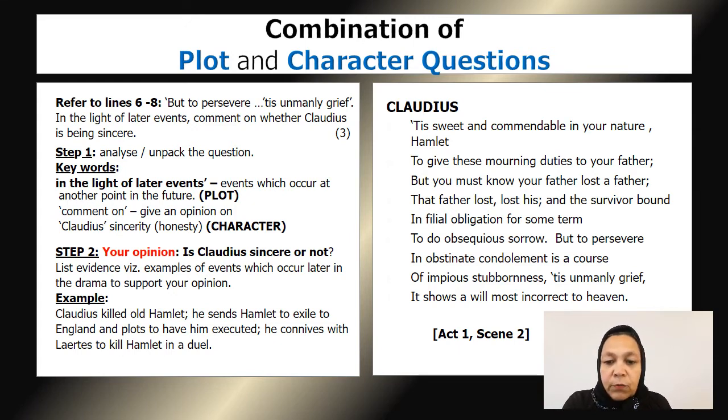You can use the following examples. You could look at the fact that Claudius killed old Hamlet. He sends Hamlet into exile to England. He plots to have Hamlet executed. He connives with Laertes to kill Hamlet in a duel. So all of those could be used as evidence, and your last statement would then obviously indicate a clear link between your evidence and how it supports your initial opinion.